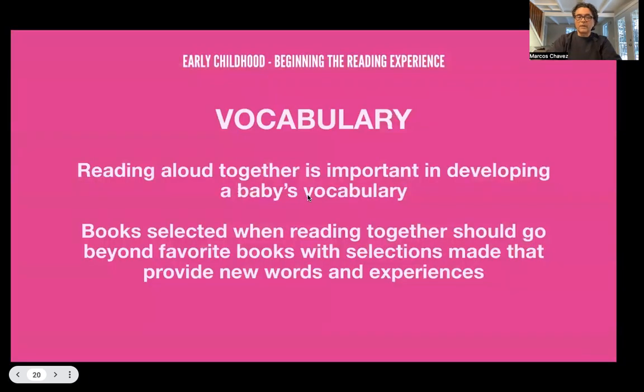And then in terms of vocabulary, reading aloud together is important for a baby to begin to understand what the language they're hearing means, and to begin to build a vocabulary. And books selected and reading together should go beyond favorite books, with selections made that provide new words and experiences. So you might want to focus on a book of 100 words. Maybe that's too many, but some idea where you're bringing a lot of words in, and that's your concept.